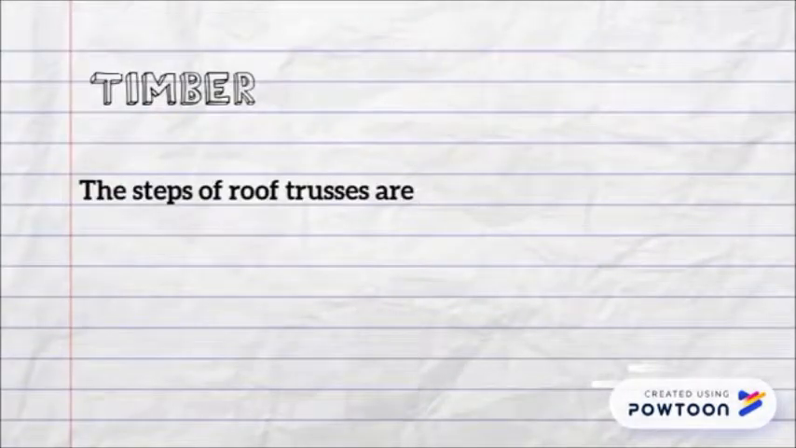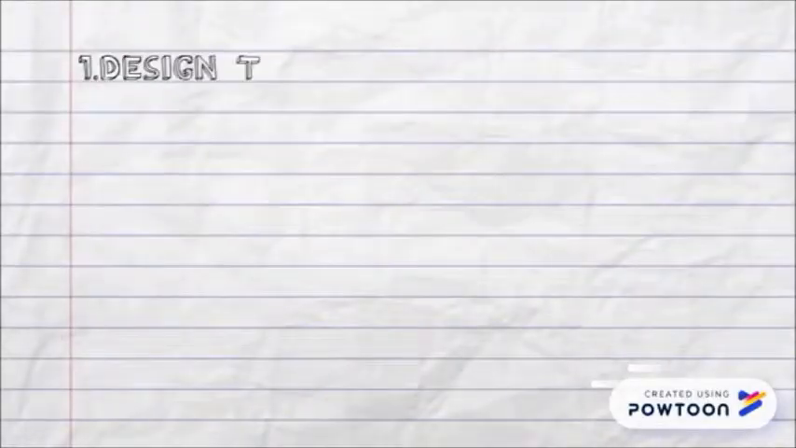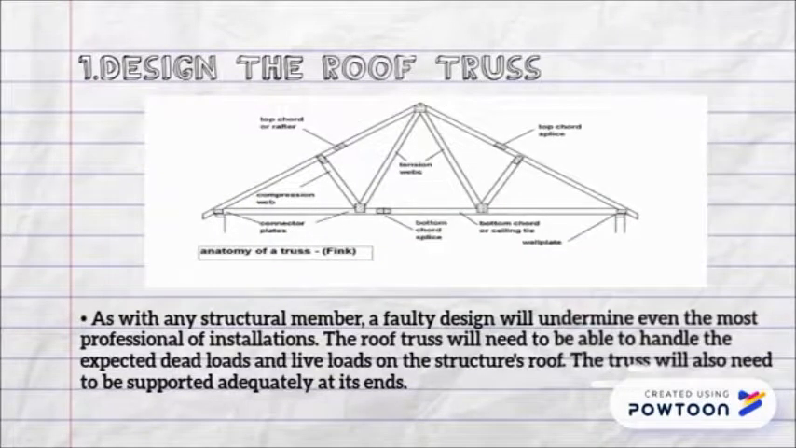Timber. The steps of roof trusses are: Number 1. Design the roof truss. As with any structural member, a faulty design will undermine even the most professional of installation. The roof truss will need to be able to handle the expected dead load and live load on the structure roof. The truss will also need to be supported adequately at its end.